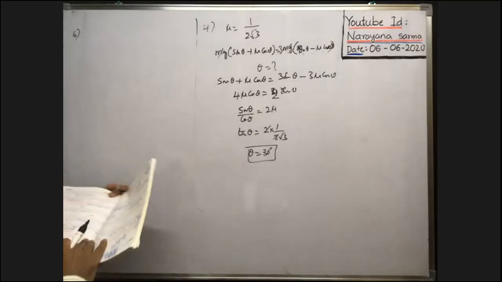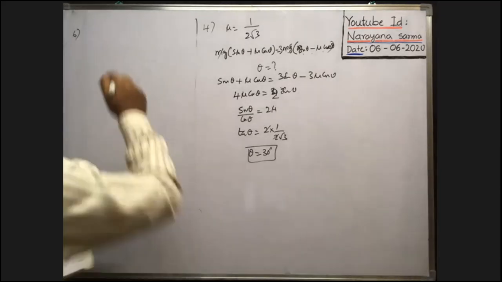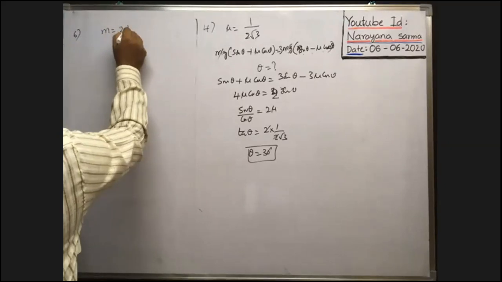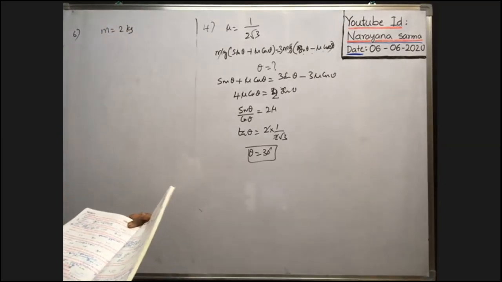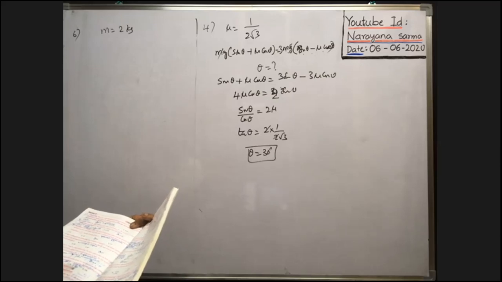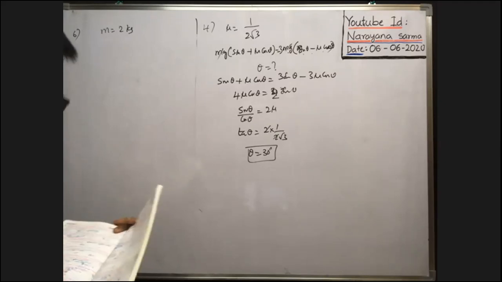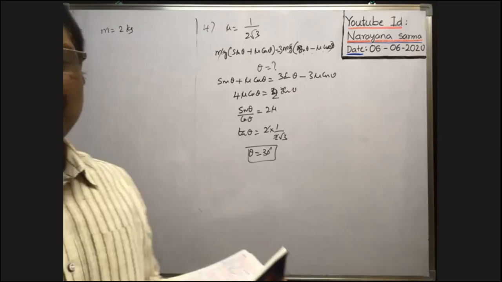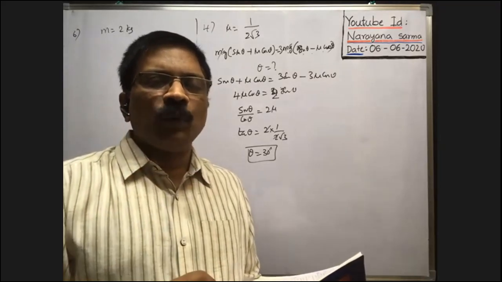The sixth problem. A block of mass 2 kg, so the mass of the block is given as 2 kg, is lying on a rough inclined plane. The force needed to move the block up the plane with uniform velocity by applying the force parallel to the plane is dash. Here, what is the force required to move the body up the inclined plane with constant velocity?